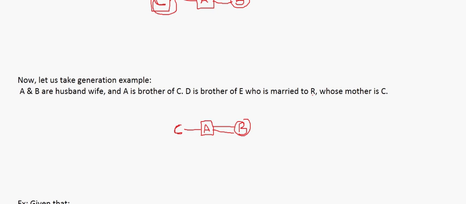Who is married to R? We still don't know about R. Whose mother is C? So R's mother is C. So C is a female, right? And she is R's mother. We don't know the gender of R, so keep it empty. R is married to E.